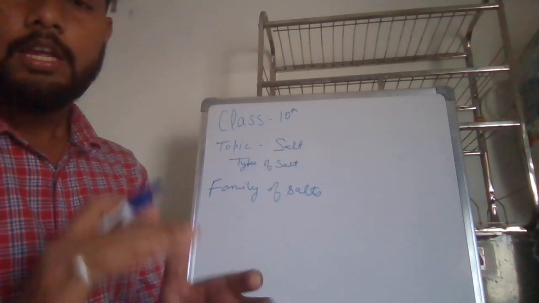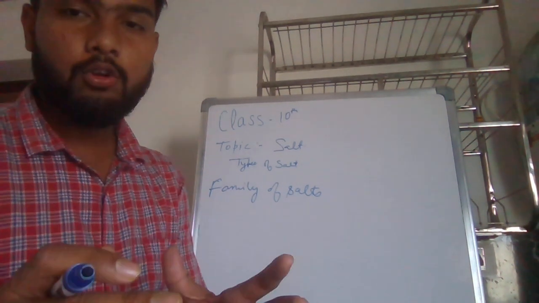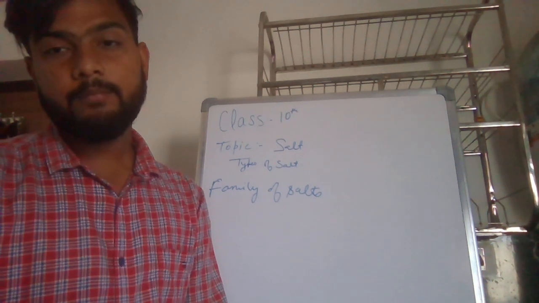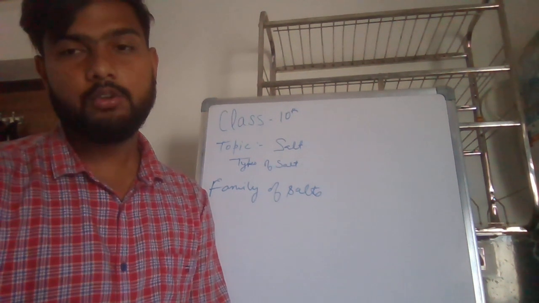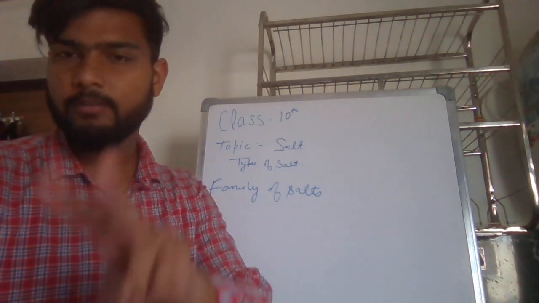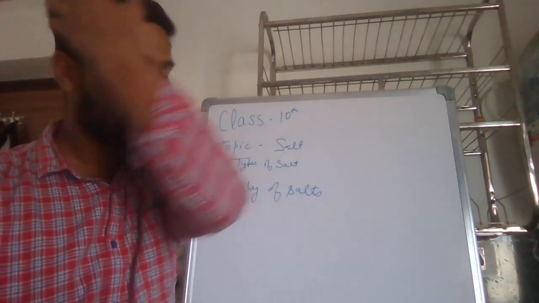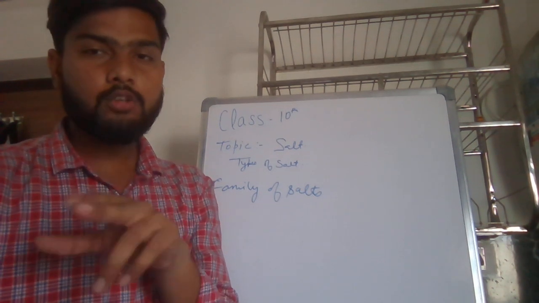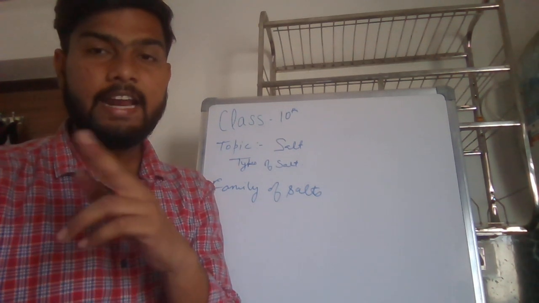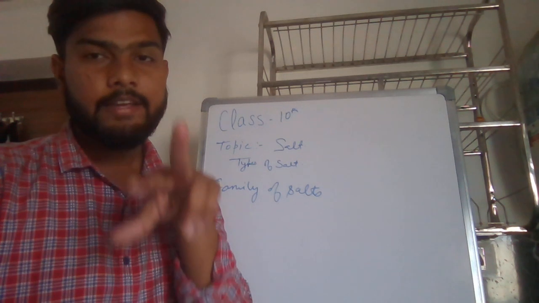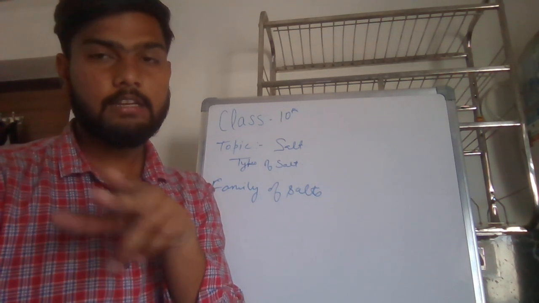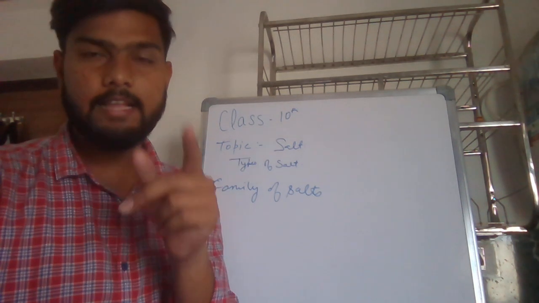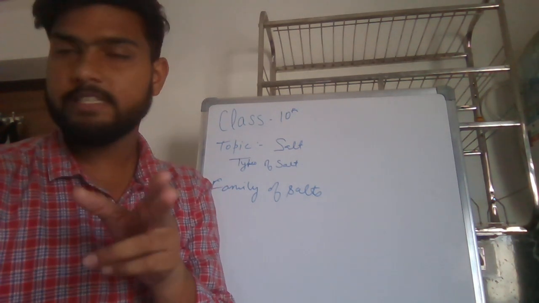For example, sodium chloride and calcium chloride belong to the chloride family, because both have chloride. So these two belong to the same family. Calcium chloride and calcium sulfate belong to the calcium family, because they both have calcium, the chloride has calcium and the sulfate also has calcium, so these two belong to the same family.